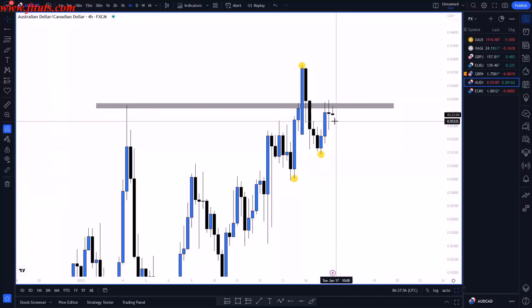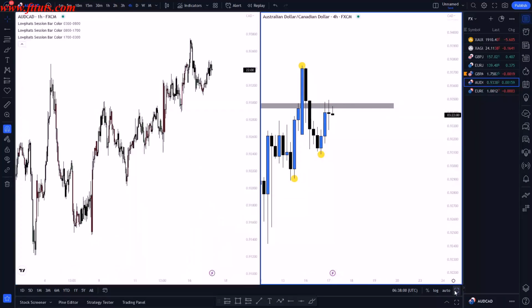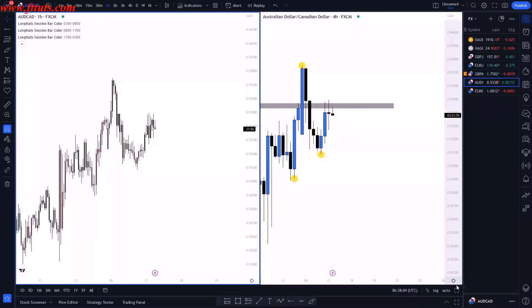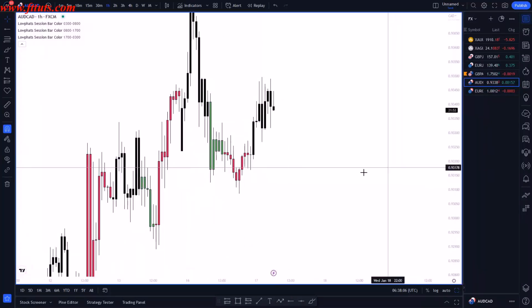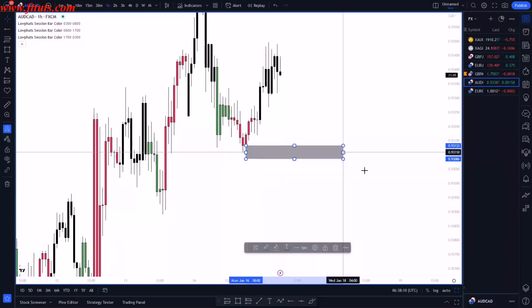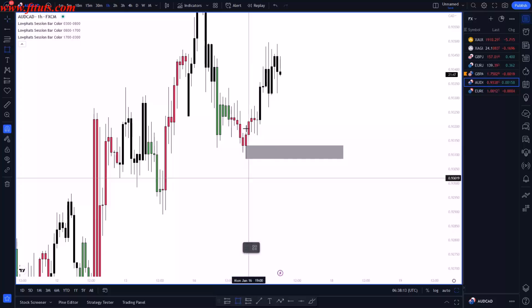But at this point in time, I wouldn't be selling until we break below that. So we need to create structure. It's all about creating structure. And then because it's AUD CAD, it's a US session pair. So I would just then go onto the 1 hour and look for US session zones. And it would just be the zones from the previous day like that, or the previous high up there.